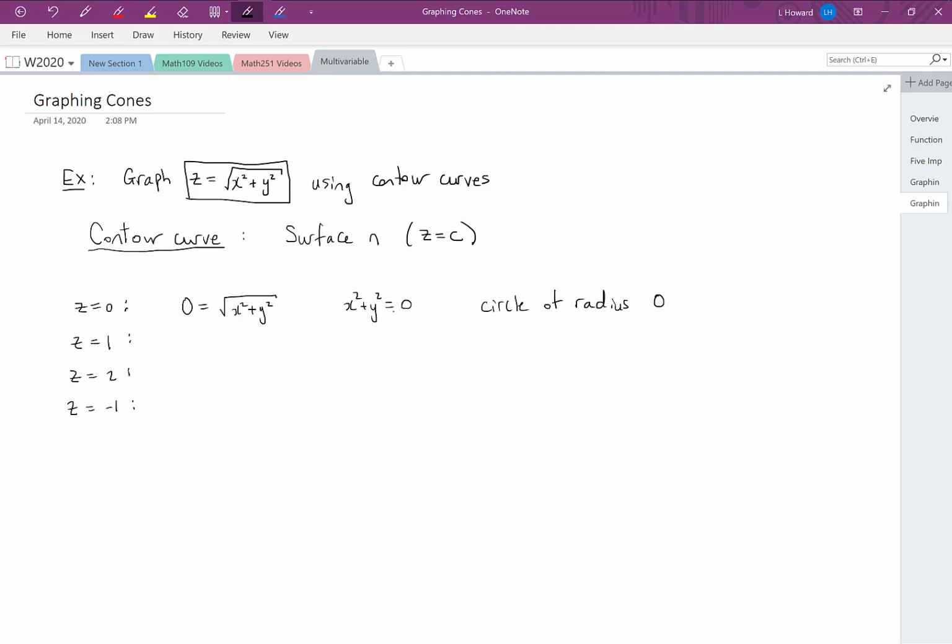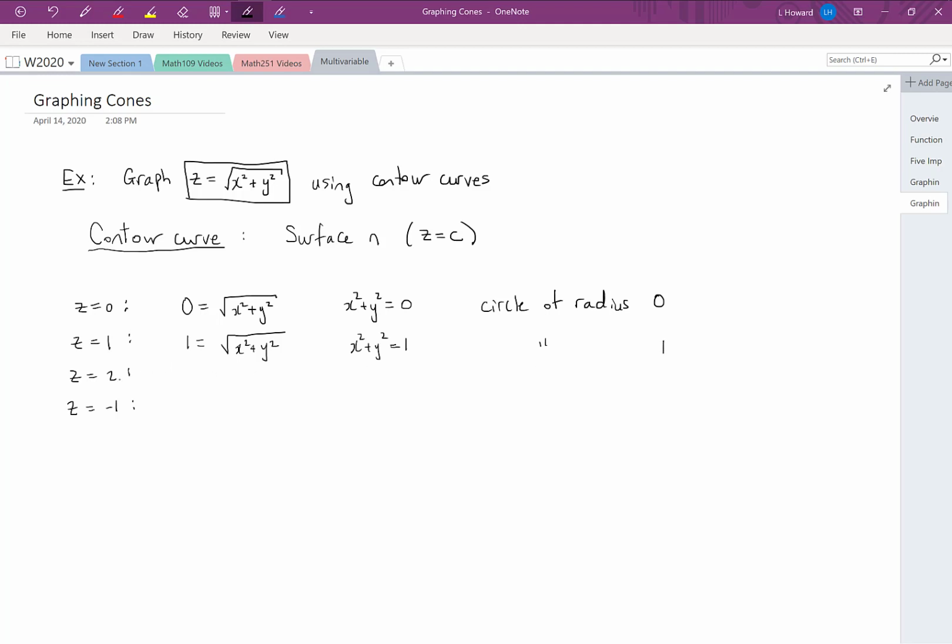All right, for some other z values, if we plug in z equals 1, we'd have 1 equals the square root of x squared plus y squared. Same kind of idea, let's square both sides. We'd have x squared plus y squared equals 1, and in the xy plane, that's a circle of radius 1.